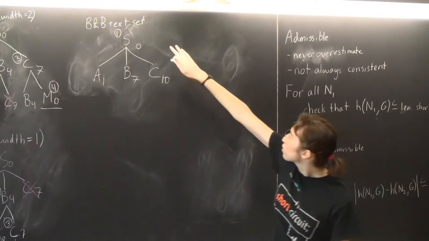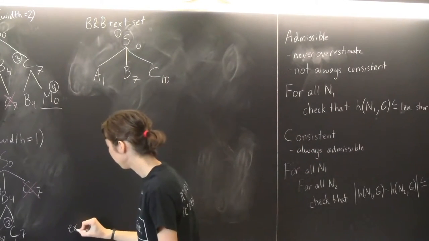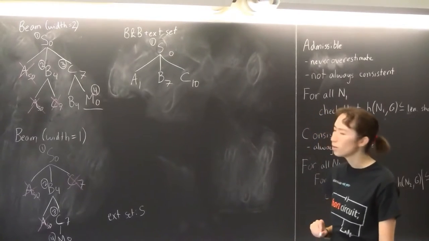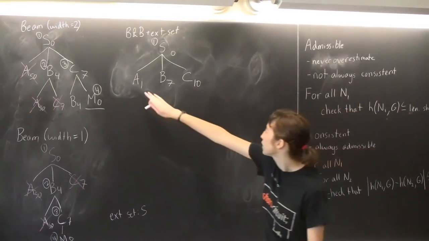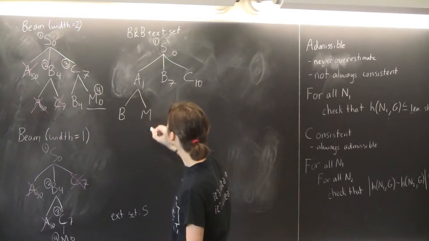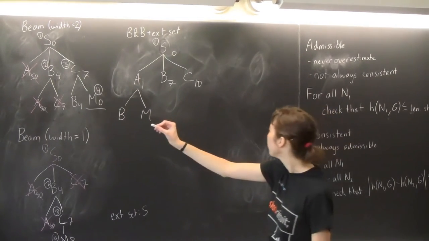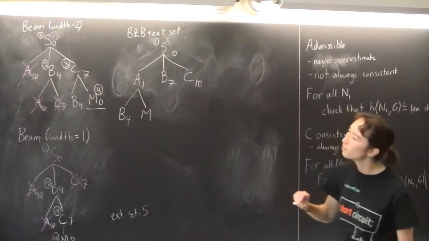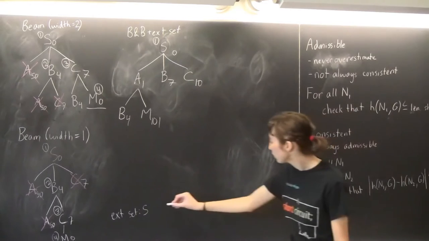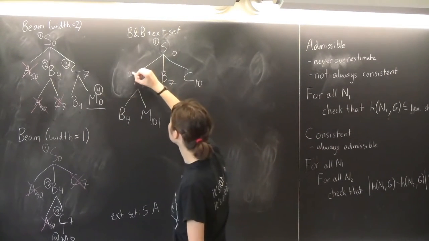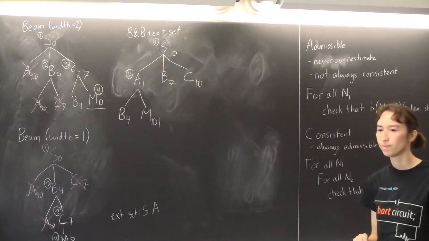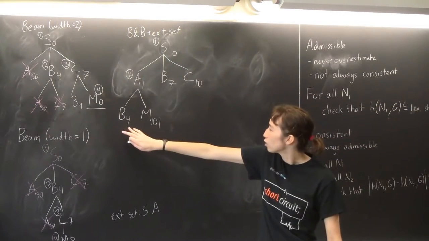So now, one thing we have to do is keep track of this extended set. So far we've extended S, we'll put that there. What do we extend next? A, because that is the shortest path so far. So we extend A and we get B and M. Looks like SAB will add 3 to the path, so we get 4. How about SAM? 101. Okay, so now we've extended A. That's the second thing we extended. Now what do we do? We go with B4, yeah, because that has the smallest path length.